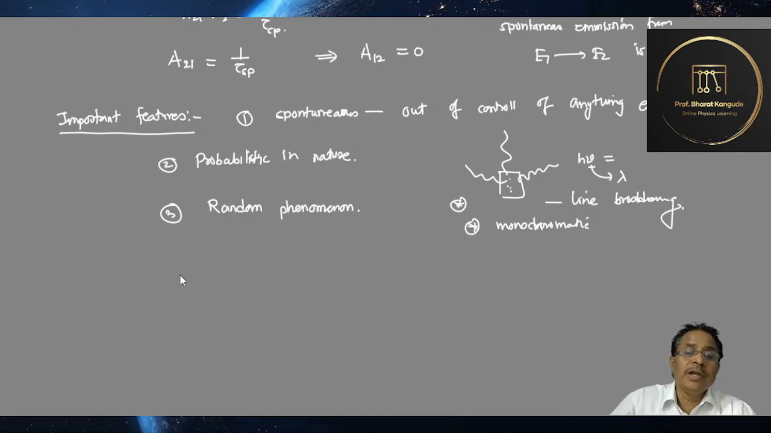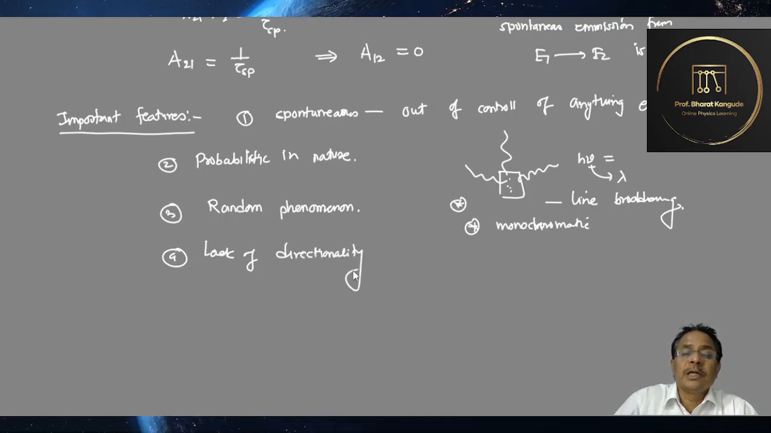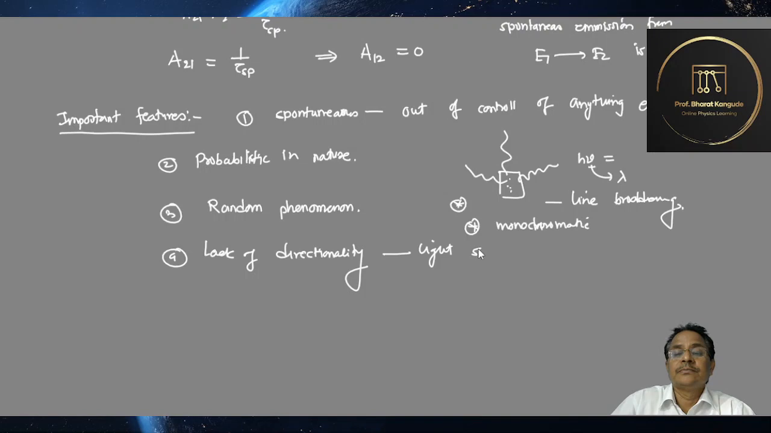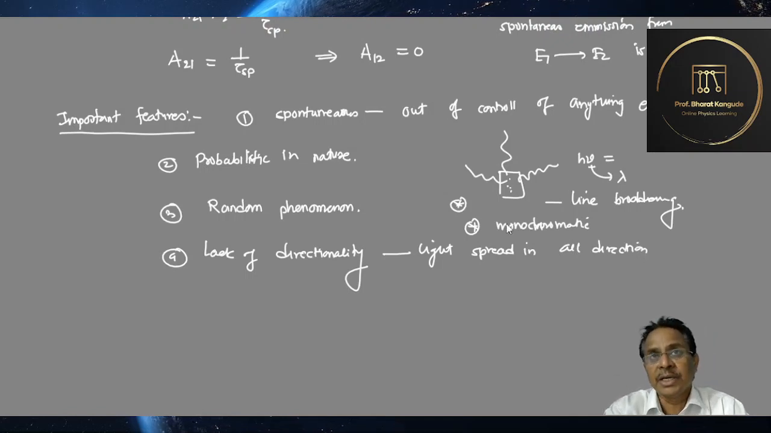Light spreads in all directions because there is a lack of directionality, and that's why light spreads in all directions. And remember, exactly these are not the properties of laser.